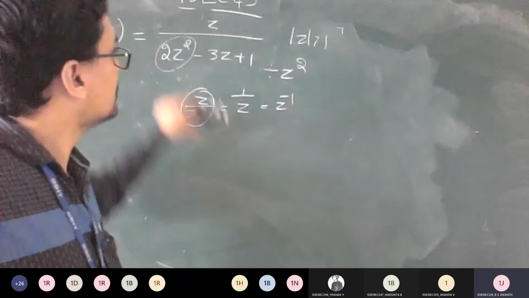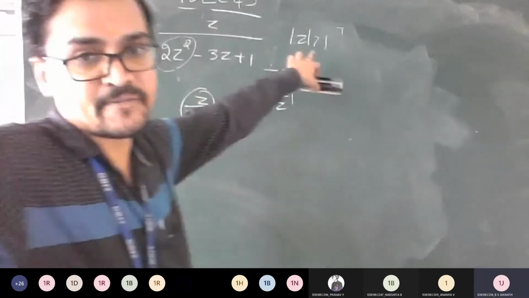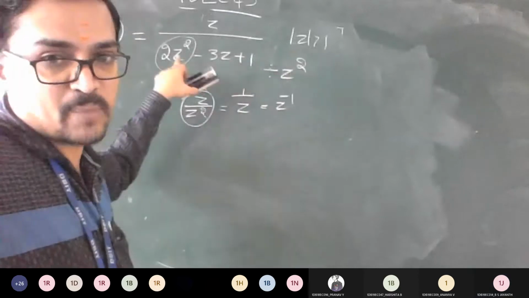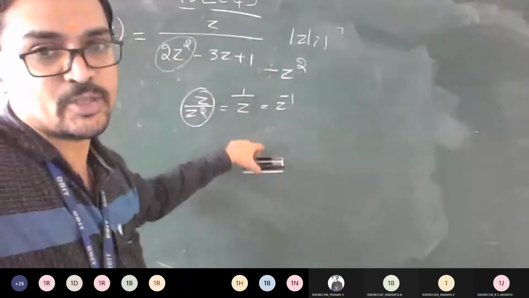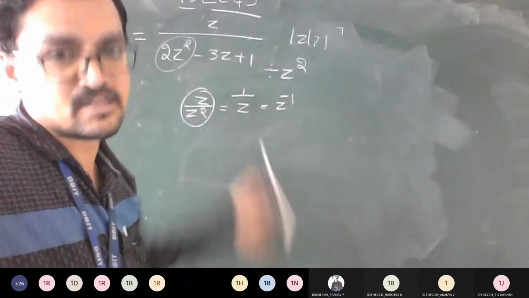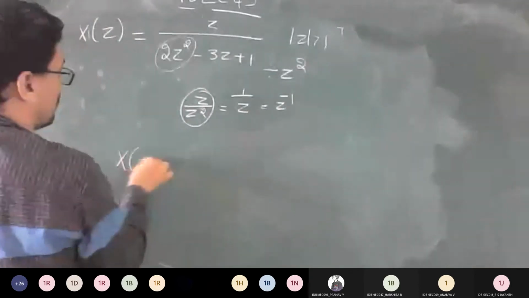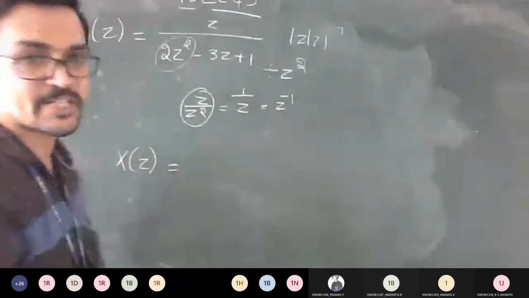So always, whenever you get a z by z concept, and if it is greater than a concept, you need to make sure which is the biggest power, divide by that term, and you're going to get the equation in terms of inverse. Now tell me, after knowing this, what is your logic of inverse equation?